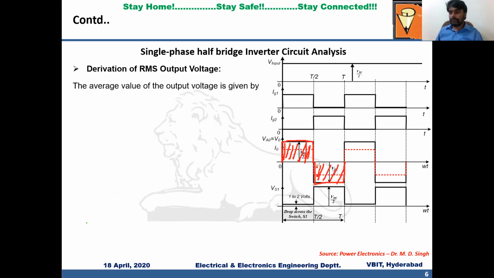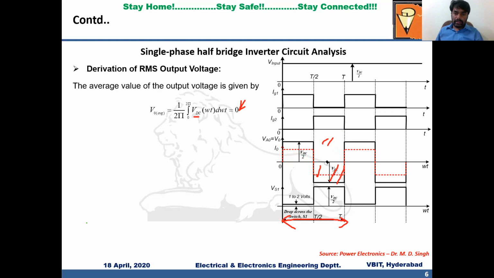So if you take the average of this one, you will get 0. If you want to calculate the area under one complete cycle, one complete cycle means the T interval. Even if you calculate the area under this complete cycle, you will get 0. So the average output voltage, even if you substitute 1 by 2 pi, 0 to 2 pi, VDC d omega t, that will give the average output voltage as 0.